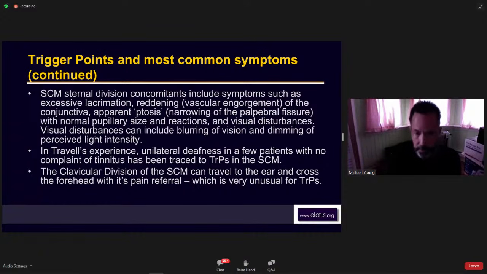The clavicular division of the sternocleidomastoid can refer pain to the ear and cross the forehead, which is very unusual for trigger points. As far as I know, the clavicular division of the sternocleidomastoid is the only muscle that can cross over. Midline muscles usually don't cross over except for that one.